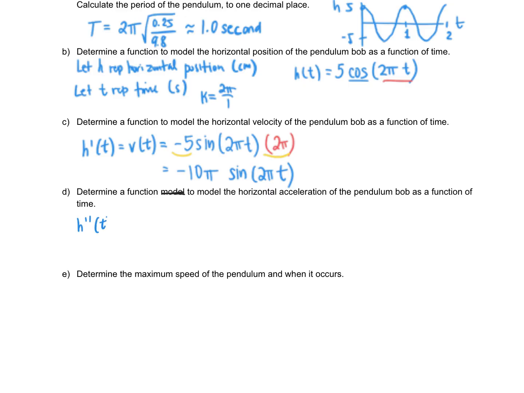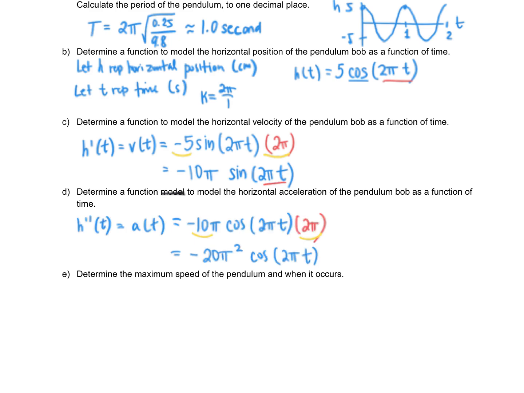So the second derivative of that original equation will be acceleration. So now, again, we have a chain rule here. Sine is now my outside function. 2 pi t is my inside. The negative 10 pi isn't affecting much. So the derivative of sine is cos. Copy paste the inside. Now let's take a derivative of the inside, which was 2 pi. And again, just to clean up, I'll multiply the negative 10 pi and the 2 pi so that we have negative 20 pi squared and then cos of 2 pi t.